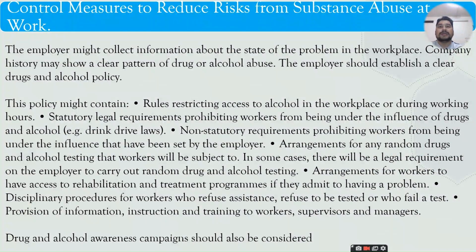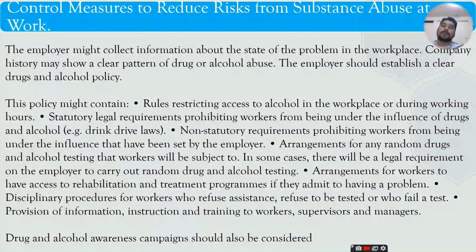How can we control substance abuse at work? The employer might collect information about the state of the problem in the workplace. Company history may show a clear pattern of drug and alcohol abuse. The employer should establish a clear drug and alcohol policy. First of all, you need to check the history, past incidents and accident history. If you find that there is a substance abuse history, then you need to work on that and implement a clear drug and alcohol policy.